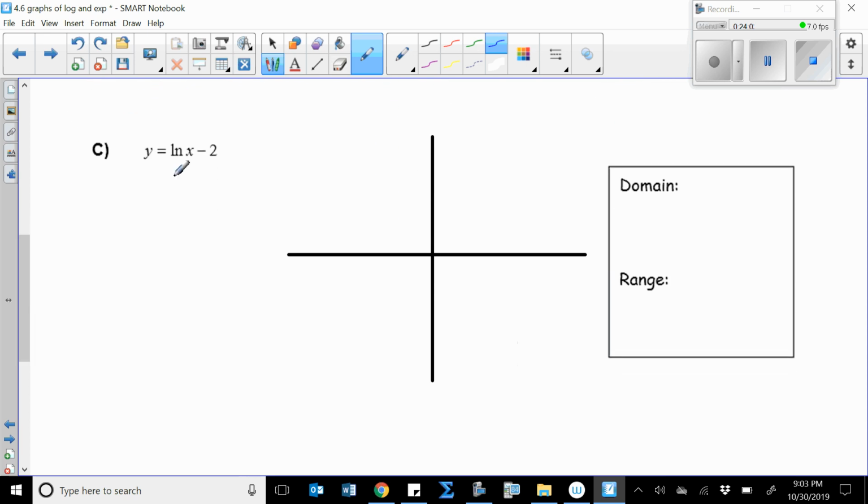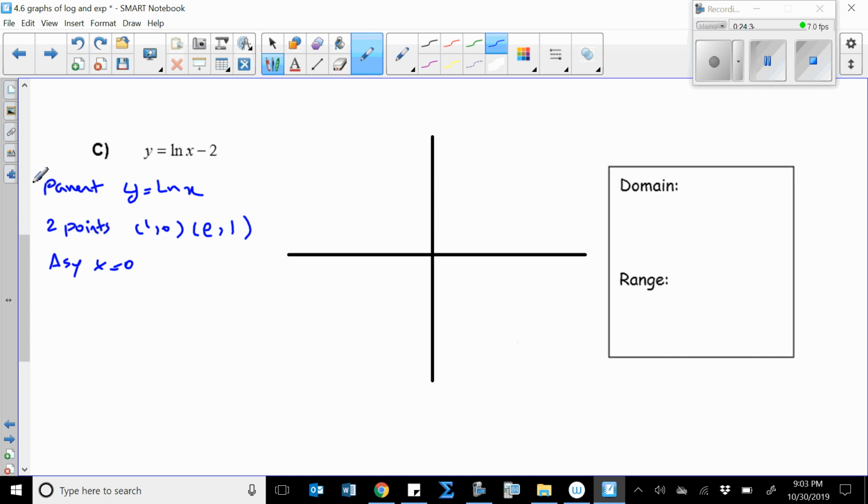Now let's graph this function. This is natural log of x minus 2. So the parent function is y equal to natural log of x. The two important points are 1 and 0, and base and 1. What is my base here? When we have natural log, the base is always e. So these are my two important points, and the asymptote is x equal to 0.